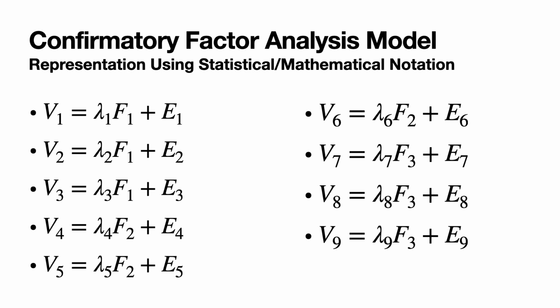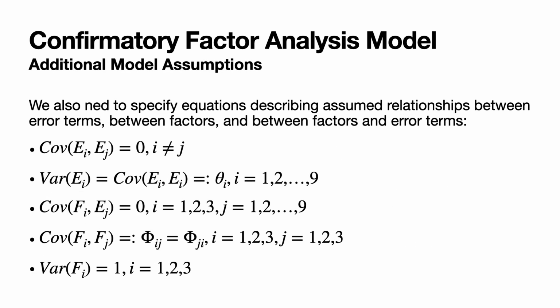Now here is the representation of the confirmatory factor analysis model using statistical and mathematical notation. And so we see that V1 is equal to lambda 1 times F1 plus E1. V2 is lambda 2 times F1 plus E2. V3 is equal to lambda 3 times F1 plus E3, and so on. In addition to the regression type of equations, we also need to specify equations describing assumed relationships between error terms, between factors, and between the factors and the error terms.